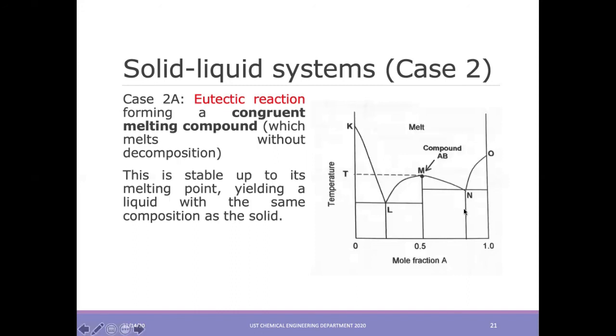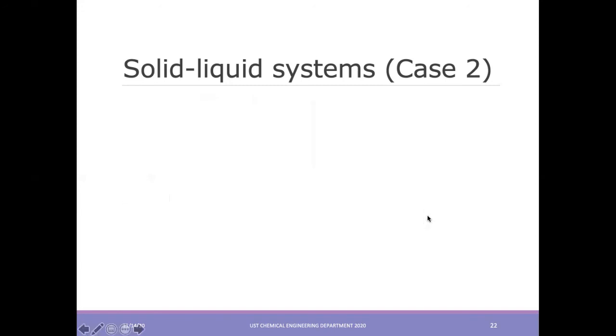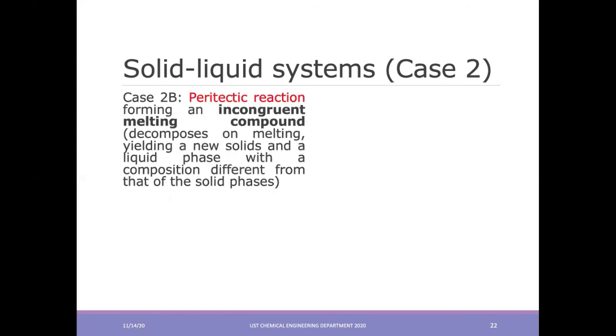I've just shown a graph that can form only one congruent melting compound. But in reality, there are systems that can form several, so we have several congruent melting compounds. Okay, so the last type is the peritectic reaction. Thus it forms an incongruent melting compound.